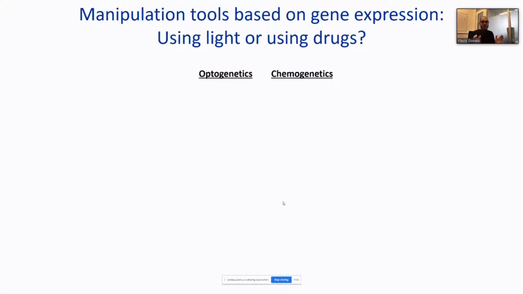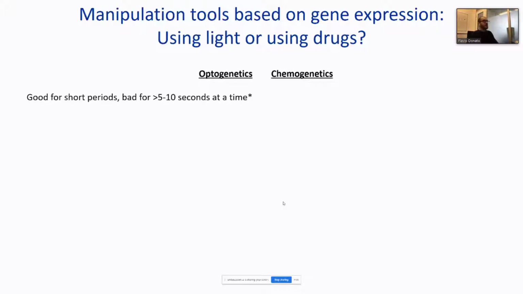So now we have these two big classes of methodologies, which are fundamental, and you will probably see, or have seen, both of them in the paper that you're studying today. You will definitely see them in the lecture about the engram, when you use optogenetics and chemogenetics to activate or inhibit your neurons.